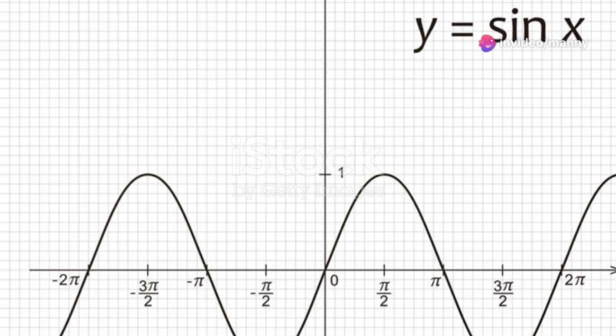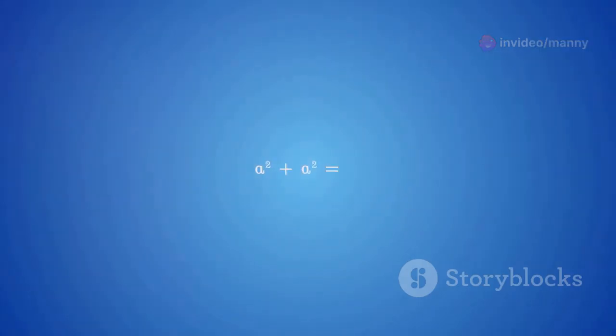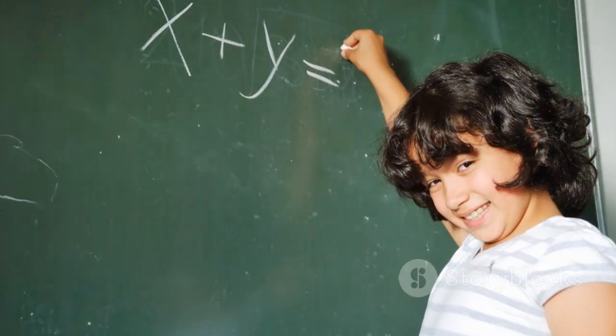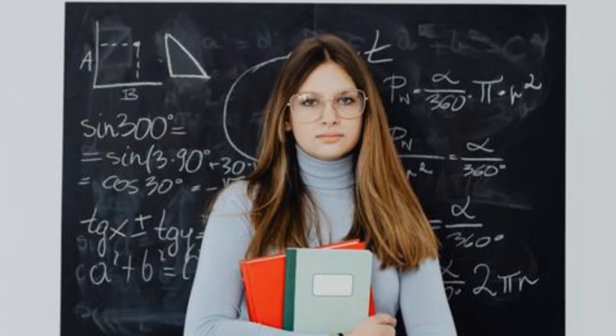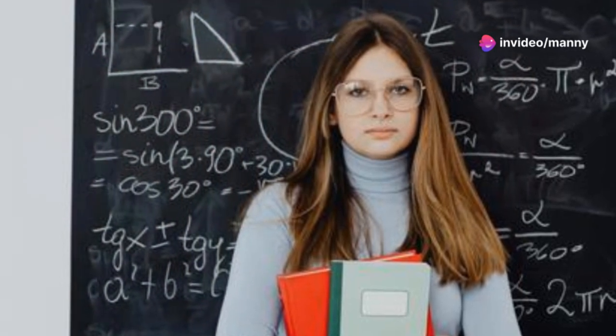One common type is a simple equation like sine of x equals 1/2. To solve this, we use the inverse function. In this case, x equals arcsine of 1/2. But remember, this isn't the only solution. Sine repeats every 360 degrees, so we need to consider all possible angles.